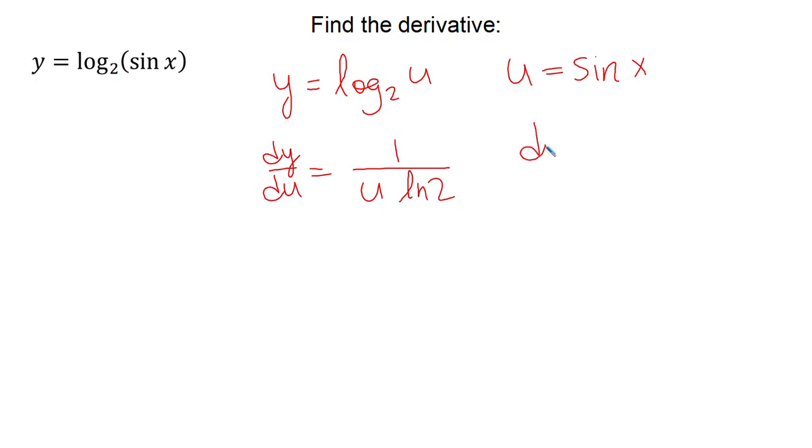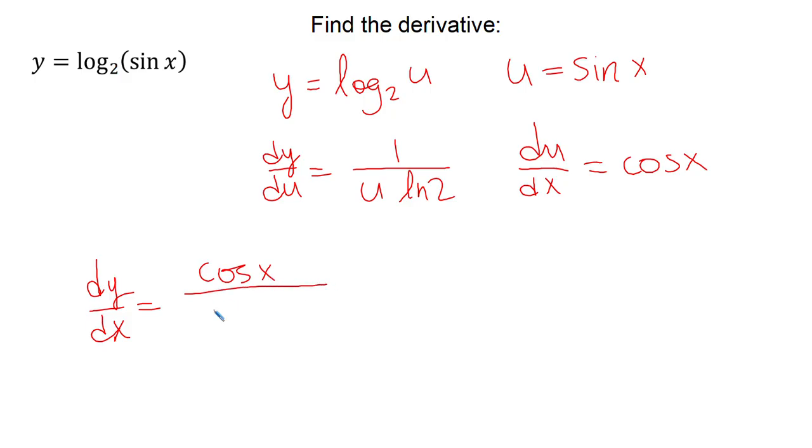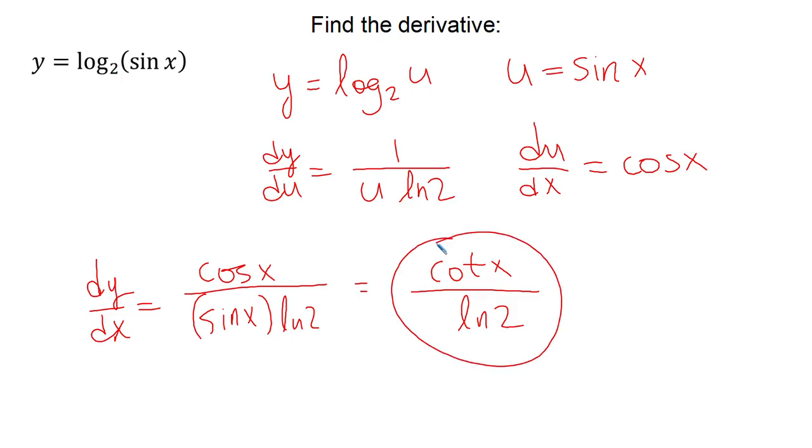And then du/dx should just be the derivative of sine, which we should know to be cosine. When we multiply these two things together, we'll get dy/dx is equal to cosine of x over the sine of x times the natural log of 2. Well, cosine x over sine of x is just cotangent x, so we have cotangent x over the natural log of 2. And cosine x over sine x ln 2 would be fine as well. Normally, I like to rewrite those in terms of a singular trig function if we can.